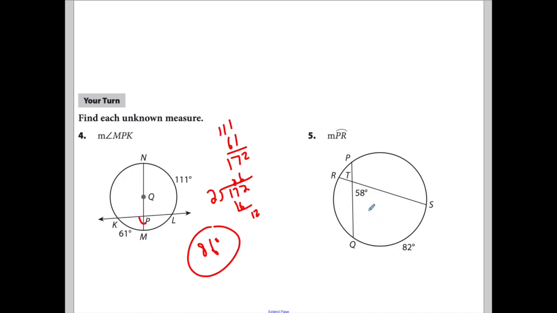Okay, here I know that 58 equals 1/2 of 182 plus, let's say we call this x.